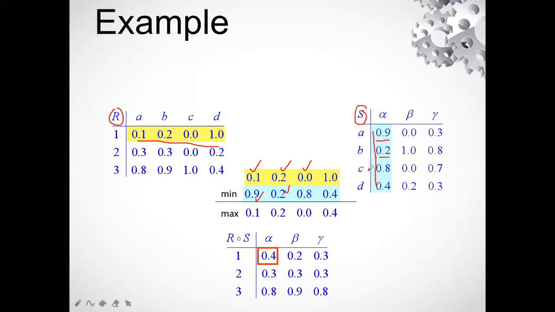And then in S relation, C comma alpha is 0.8. Then in R relation, 1 comma D is 1.0, and in S relation, D comma alpha is 0.4. Now I am going to find the minimum of each pair. Out of 0.1 and 0.9, the minimum is 0.1. Out of 0.2 and 0.2, the minimum is 0.2. Out of 0.0 and 0.8, the minimum is 0.0. Out of 1.0 and 0.4, the minimum is 0.4. Now I am going to find the maximum of these 4 elements: 0.1, 0.2, 0.0 and 0.4, which is 0.4.